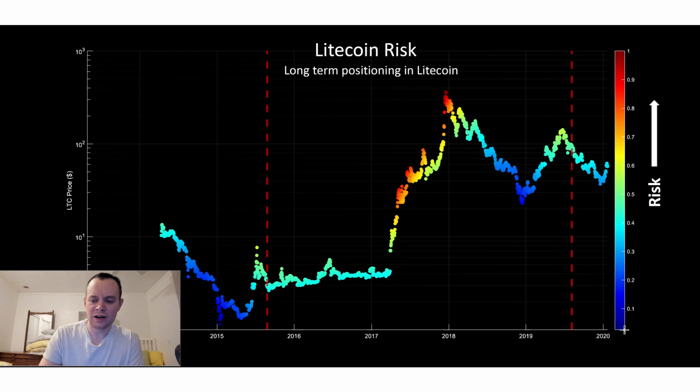So the risk indicator goes from 0 to 1. And dark blue is 0, which is historically a great time to buy Litecoin. And the dark red is 1, which is historically a great time to sell Litecoin.